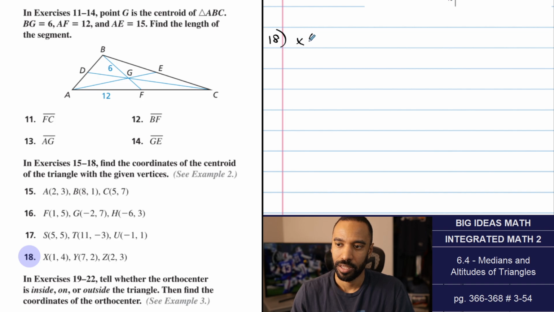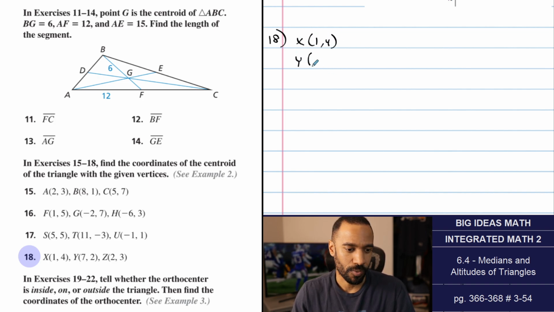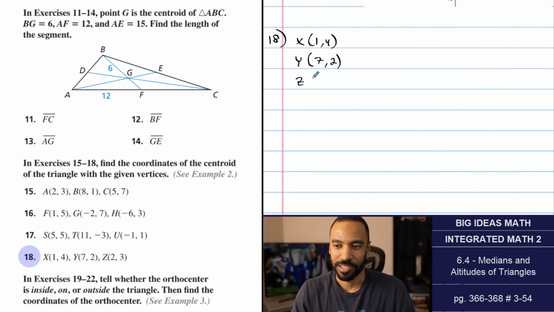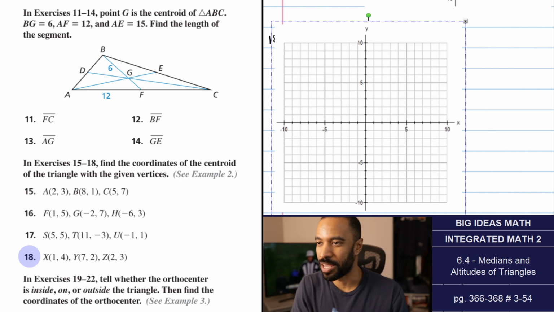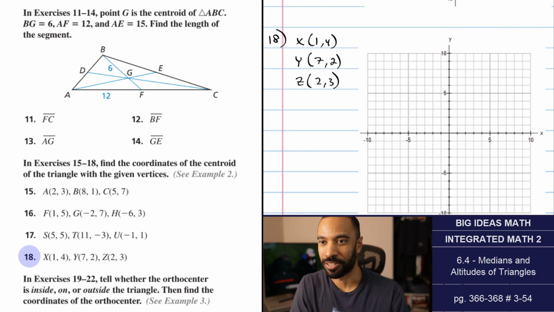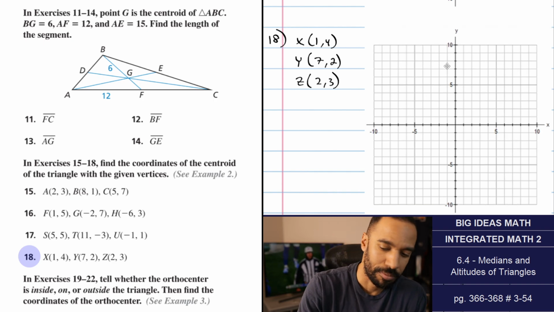X is at 1, 4. See, I was going to avoid using X and Y because of the XY axis. And Z is at 2, 3. All right. Let's see what we have here. What we're dealing with. Let's lock it in place. All right.